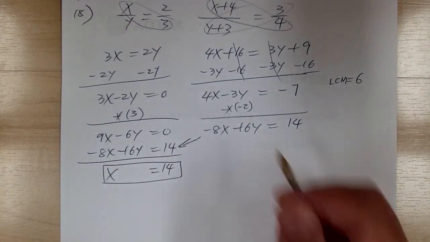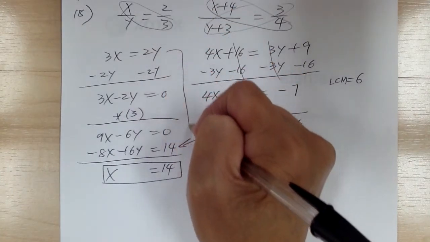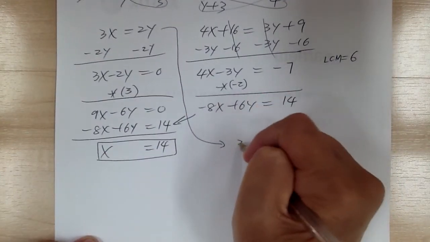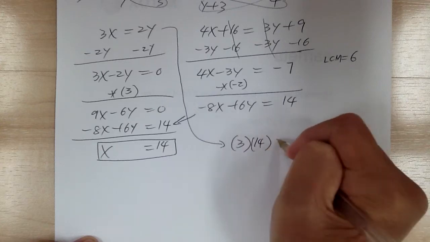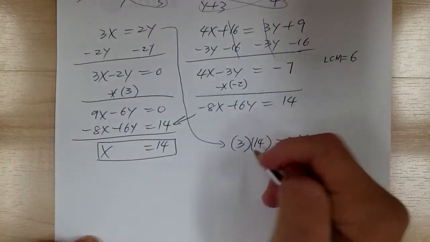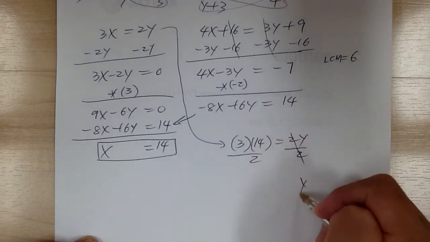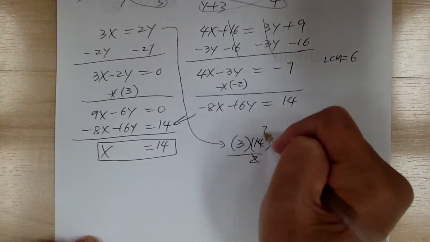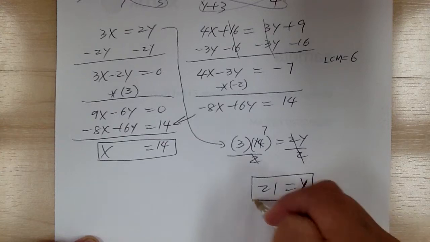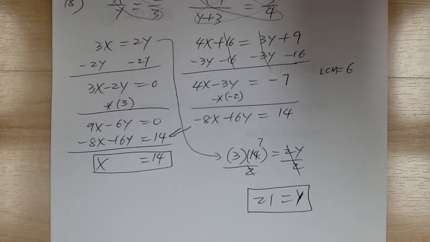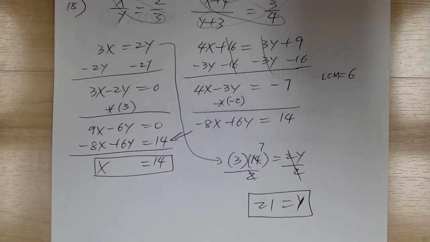Now to do y, I'm going to use this equation over here. Okay, this is the easiest equation. So it'll be 3 times 14 equal to 2y. Again, don't multiply into a big number. Just go and divide by 2, divide by 2. So this cancels out. Okay, and this will cancel with this. So it'll be 21. Okay. Okay, let's go to number 19.